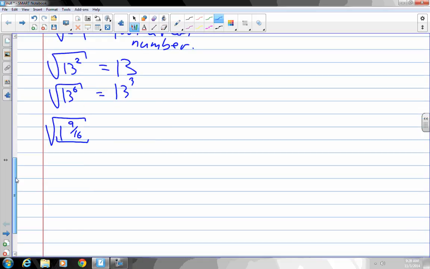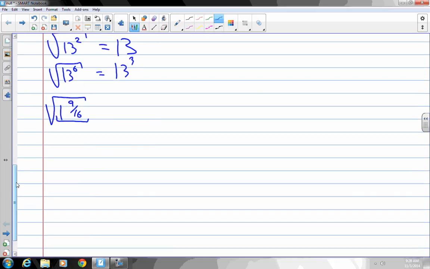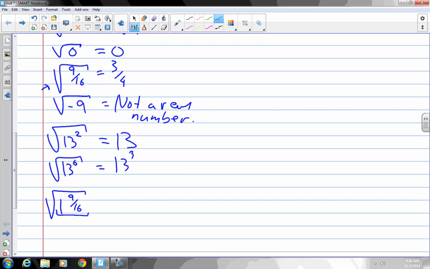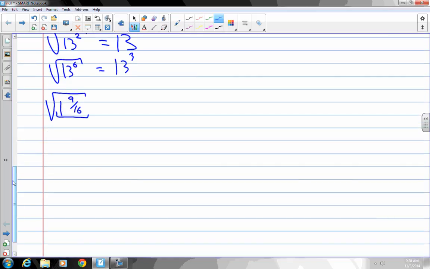So my question to you is, if you don't feel confident about this problem, and you felt confident about that problem, can you convert that mixed fraction to make it look just like a normal fraction? How do we make our conversion between mixed numbers and regular fractions? What is 1 and 9/16 equivalent to, fraction-wise? How do you convert from mixed number to improper fraction?